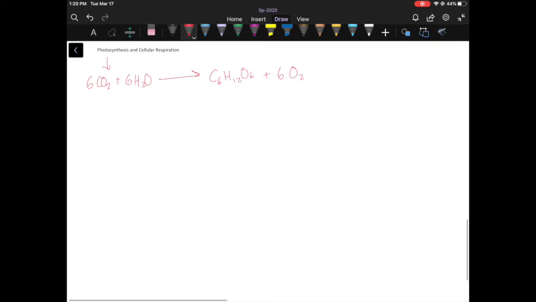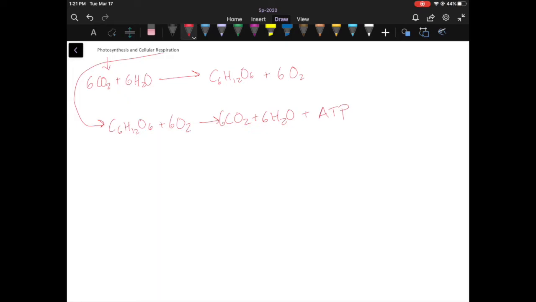And then for cellular respiration, actually, just right here, it's like the opposite. So we're going to have glucose. And we're going to have oxygen, yielding carbon dioxide, water, and ATP.